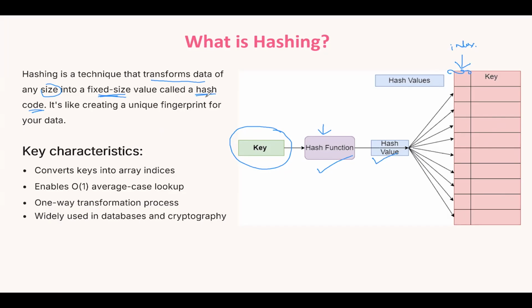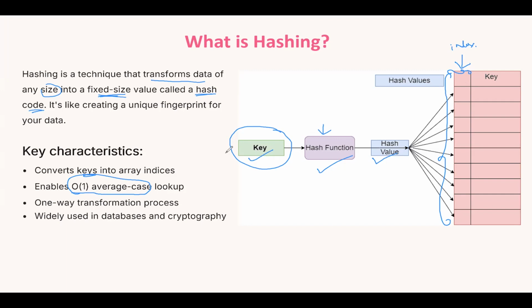So what are the key characteristics of this? It converts all the keys into array indices. So that's what I said, index or indices. We are going to convert all the keys into indexes. And it gives us order of one average case lookup. When I say that, it is going to be a constant. The value for the average case lookup is going to be a constant, that is order of one.